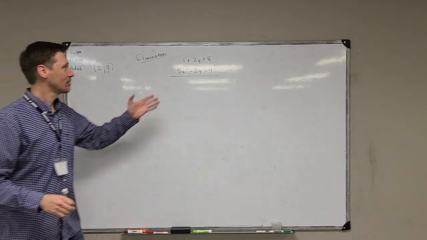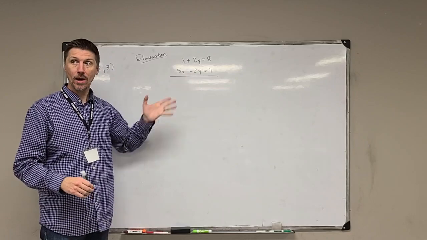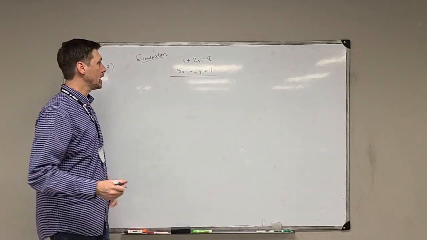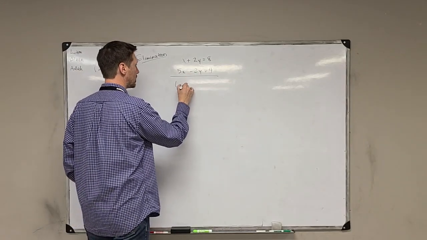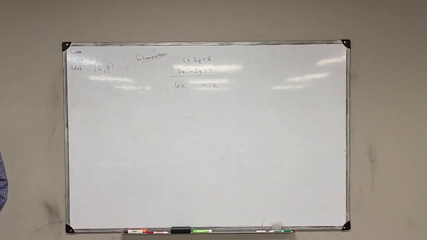And she's right. Because if we take a 2y and we add to that a negative 2y, the y's go away. Does everybody see that? And what are we left with? We're left with 6x equals 12. Right? We're left with that equation. And how do I solve for x if I've got the equation 6x equals 12?